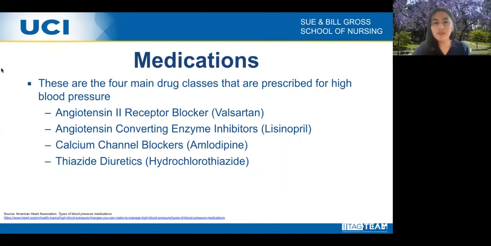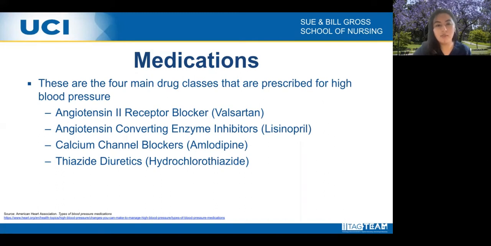Okay, now we're going to be talking about the different types of medications that you might be prescribed if you do have high blood pressure. So doctors generally prescribe these 4 types of medications. The first is called angiotensin II receptor blockers. An example of that medication is valsartan. And then angiotensin converting enzyme inhibitors. An example of that is lisinopril.